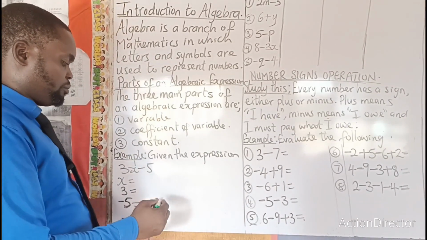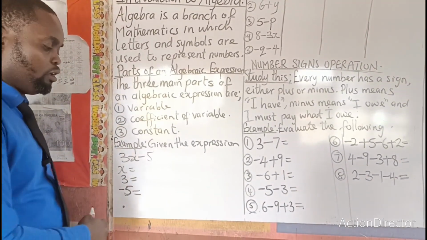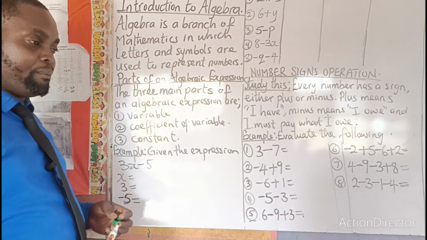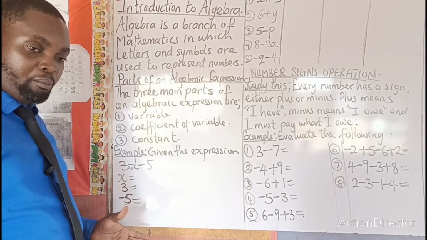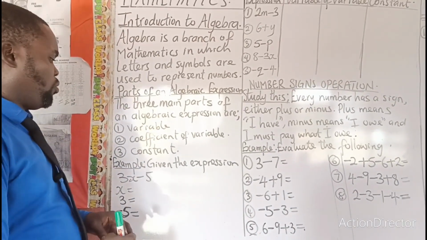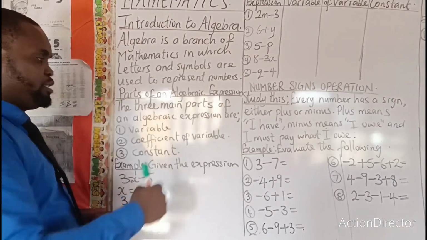For example, you have something like this, 3x minus 5. This is an example of an algebraic expression. Actually, that x is representing a particular number. We are going to be learning more about that later. But now, what are the main parts of an algebraic expression?